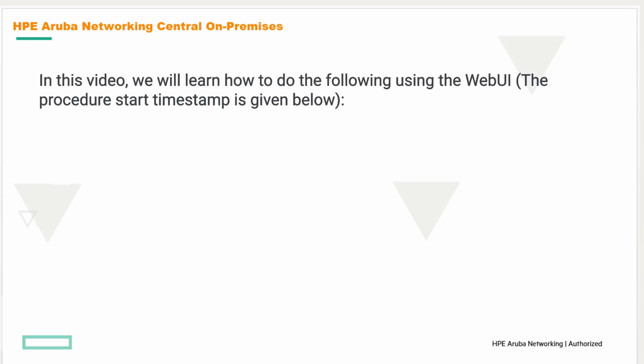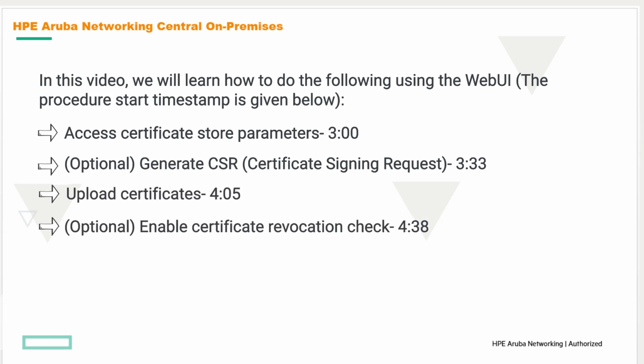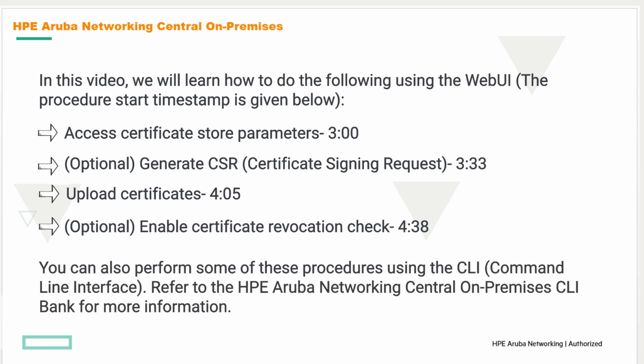In this video, we will learn how to access certificate store parameters, generate certificate signing request or CSR, upload certificates, and enable certificate revocation check using the user interface of HP Aruba Networking Central on-premises. You can also use the command line interface to perform some of these operations. For more information on the related CLI options, please refer to the HP Aruba Networking Central on-premises CLI bank.